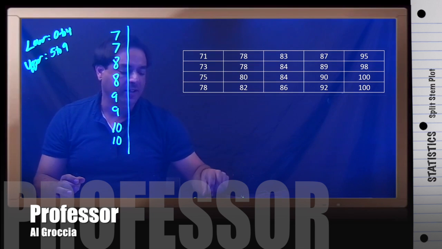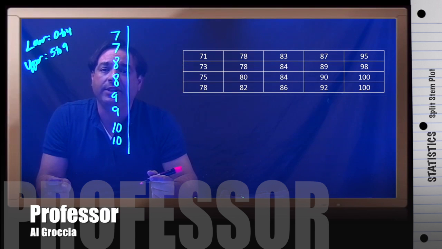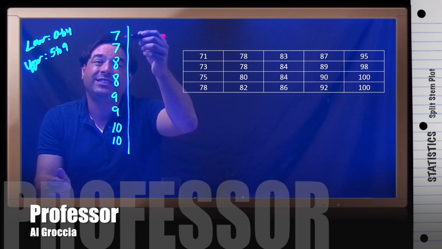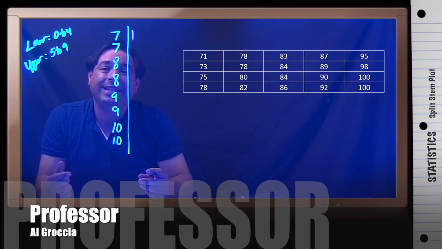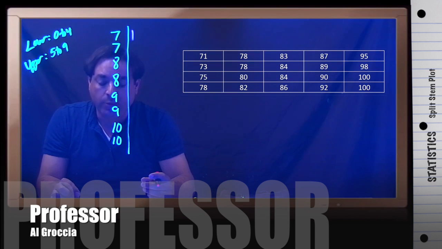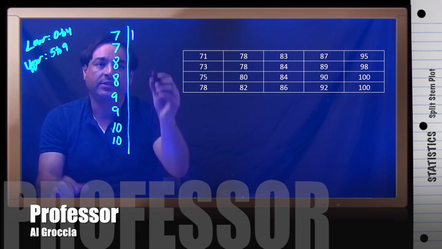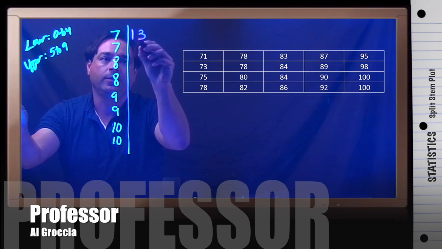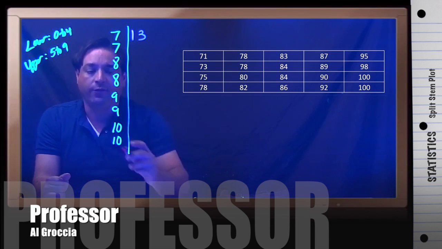Now, we're going to organize our data in the leaf section. So our lowest number is a 71. We already have our stem of 7. The leaf will be a 1. So we're going to do this in order. So we have a 71 represented here, 71. Then we have a 73. Both are in the lower part. Remember lower, 0 to 4.